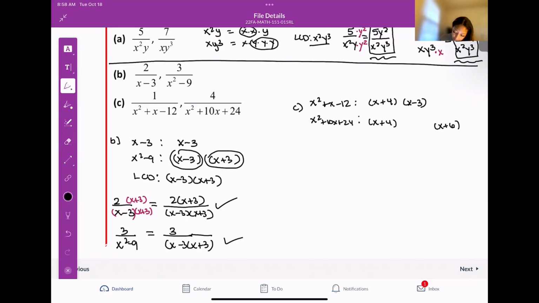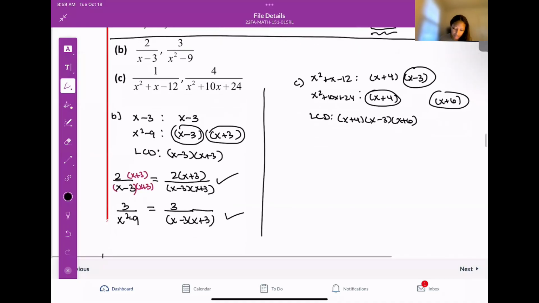All right, so for the LCD, every unique factor that appears in one of these factorizations has to be in an LCD. What do I mean by that? These factorizations have an x plus 4, an x minus 3, and an x plus 6. All of those have to be included in the LCD. The question is how many times? In this case, it's going to be 1 for each. So we need 1 (x plus 4), it doesn't matter which one you circle, 1 (x minus 3), and 1 (x plus 6). (x plus 4) times (x minus 3) times (x plus 6) is our LCD.